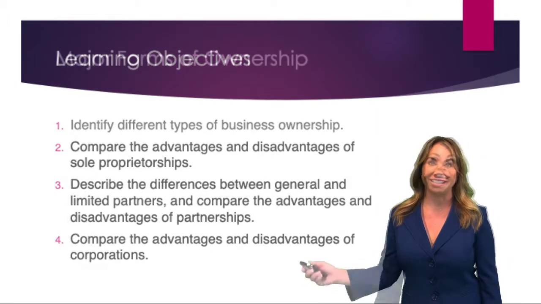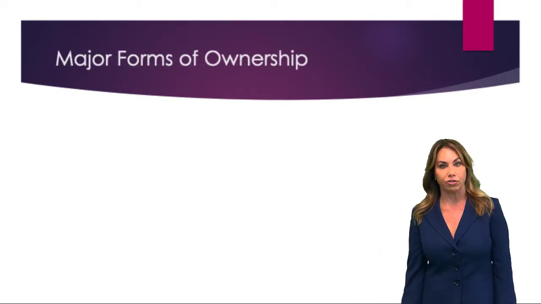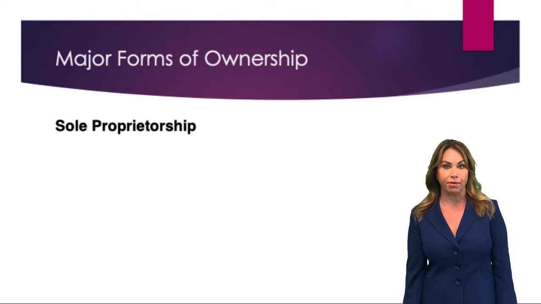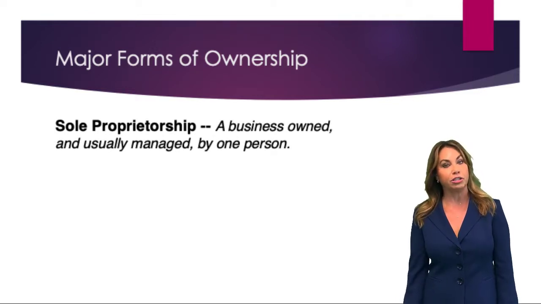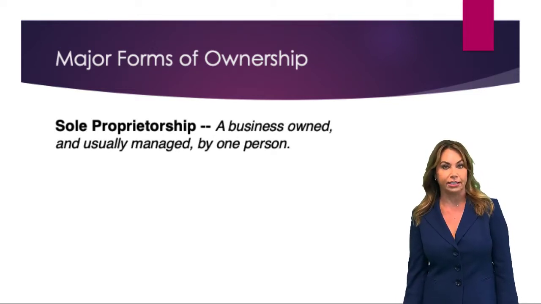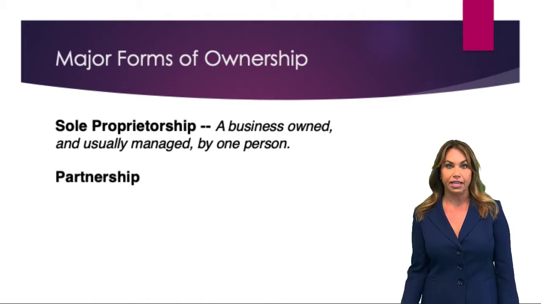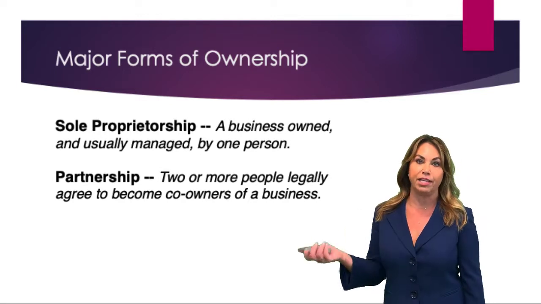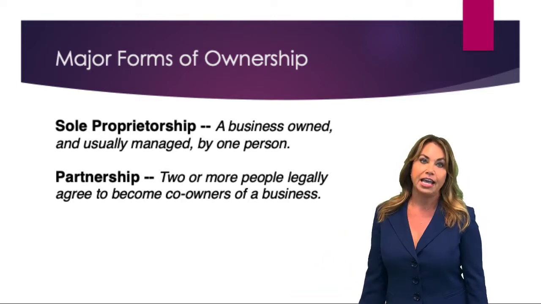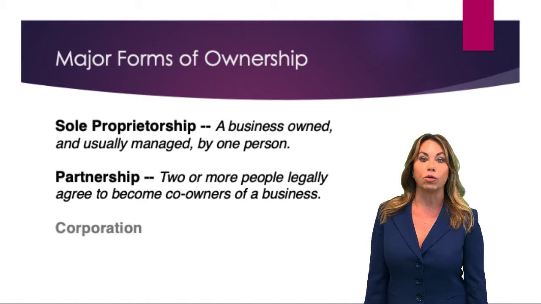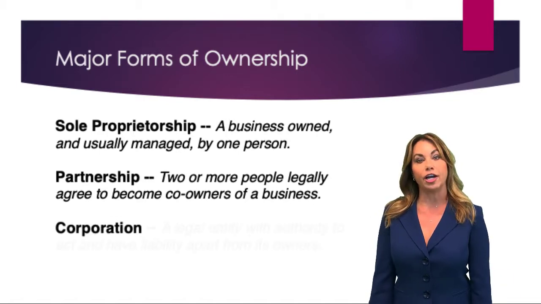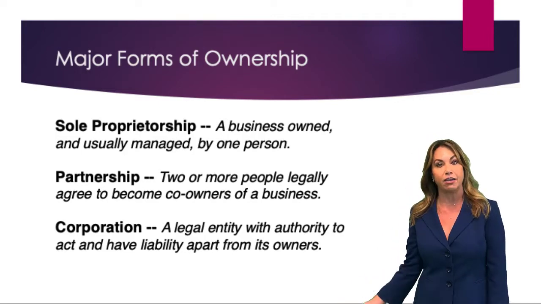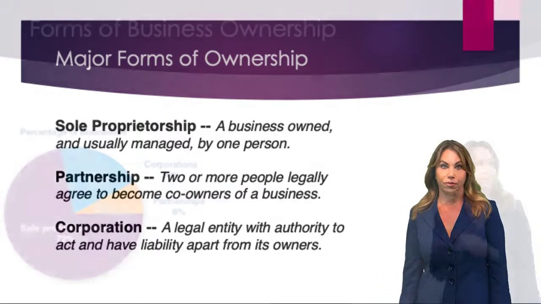So let's get started. The major forms of business ownership that we see are three types. First, a sole proprietorship, which is a business owned and usually managed as well by one person. Second, we have partnerships. Anytime two or more people are legally in business together, they become co-owners called partners. And last, we will take a look at corporations. Corporations are a separate legal entity with the authority to act and have liability apart from their owners.